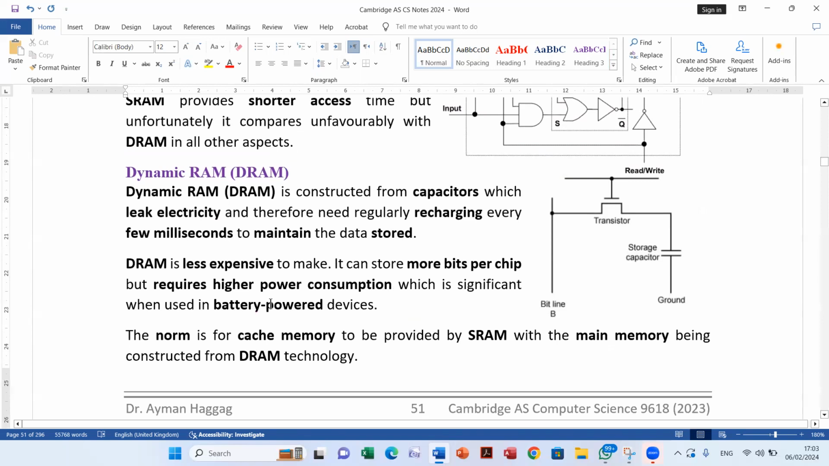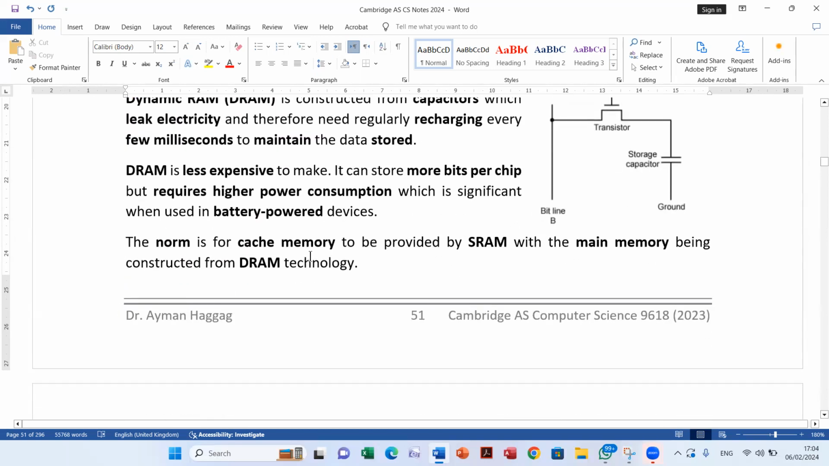The next type of RAM is the dynamic RAM. It is constructed from capacitors which leak electricity. So we have here the capacitor and therefore need regular recharging every few milliseconds to maintain the data stored. Dynamic RAM, DRAM, is less expensive to make. It can store more bits per chip, but requires higher power consumption, which is significant when used in battery powered devices. It consumes a lot of electricity because of that discharge and recharge characteristic.